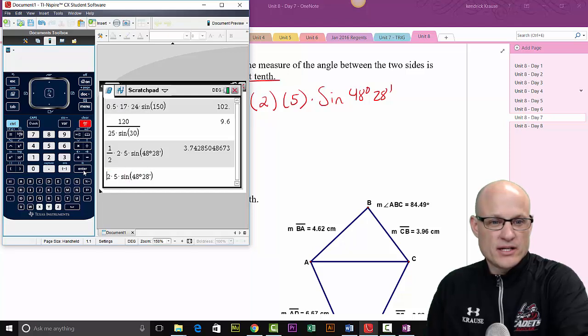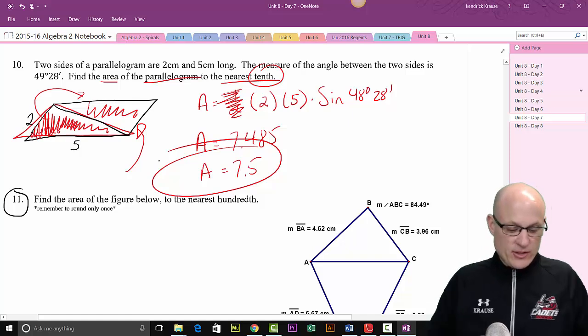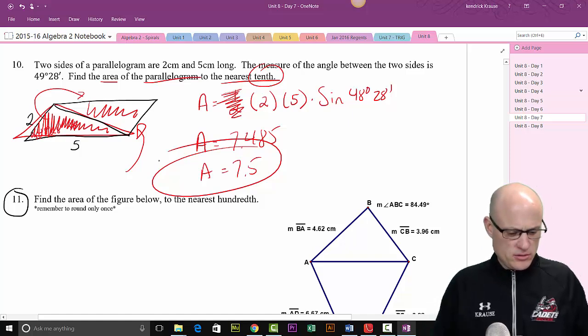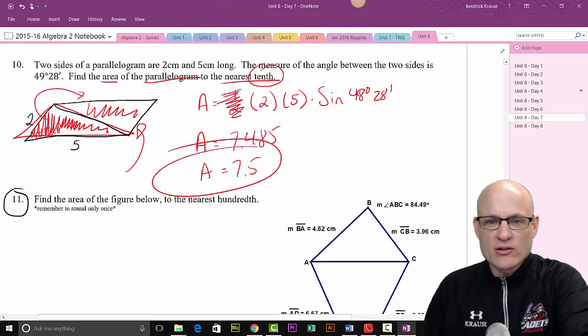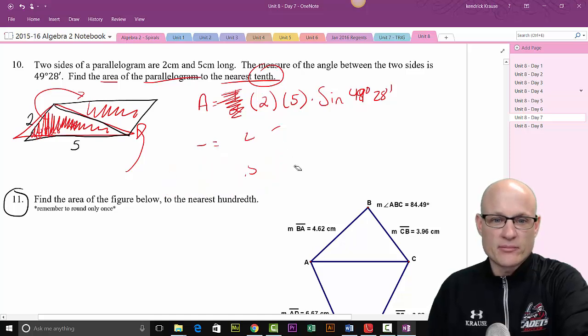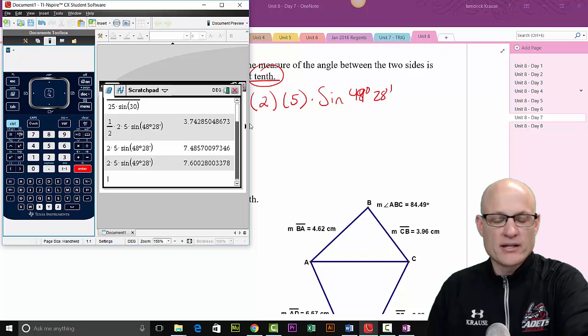7.485. A equals 7.5. All right. Did I not put that in right? I got the wrong angle. It's 49 degrees, 28 minutes. Oh my goodness, that's just embarrassing. I noticed my answer was a little bit different, so we'll just use 49 degrees, 28 minutes, and 7.6. So the answer is A equals 7.6.